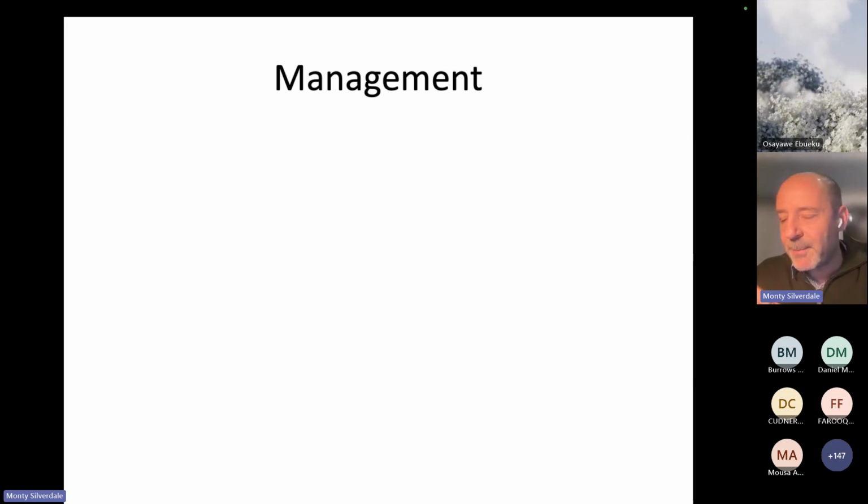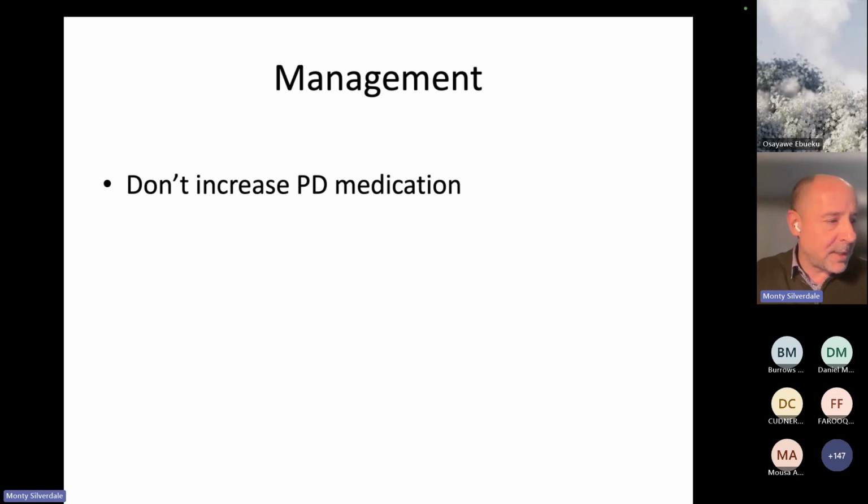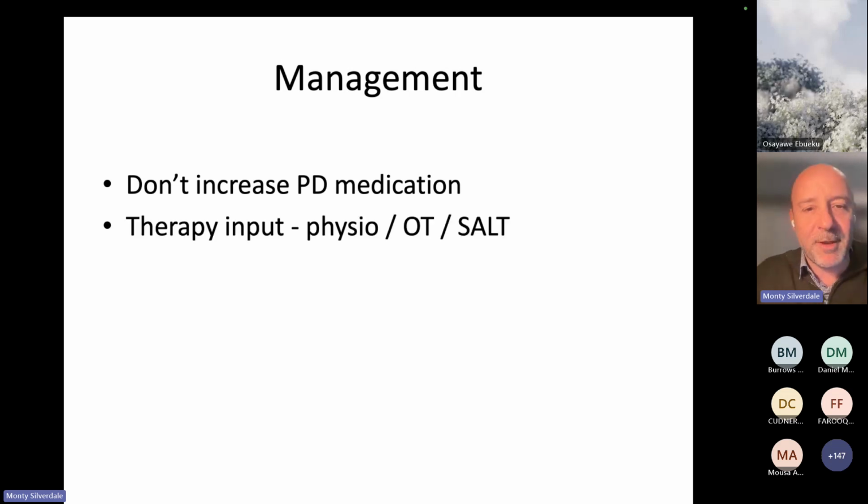So when you see people with bad walking problems like this, the key question is, what are they like in the limbs? Do they have tremor? Do they have rigidity? Do they have bradykinesia? Are they on adequate dopamine stimulation? If they don't have tremor, rigidity or bradykinesia, in fact they have dyskinesia, meaning there's too much dopamine on board, then they're not going to respond to increasing the dopamine, in which case we don't increase PD meds. We just use things like therapy input, physio, OT, speech and language therapy, and it's more of an MDT type of scenario.